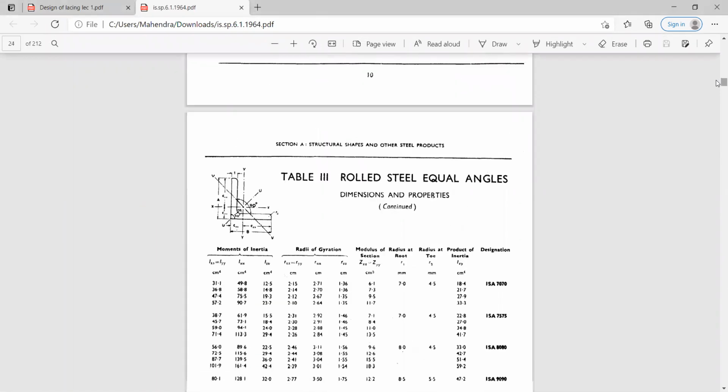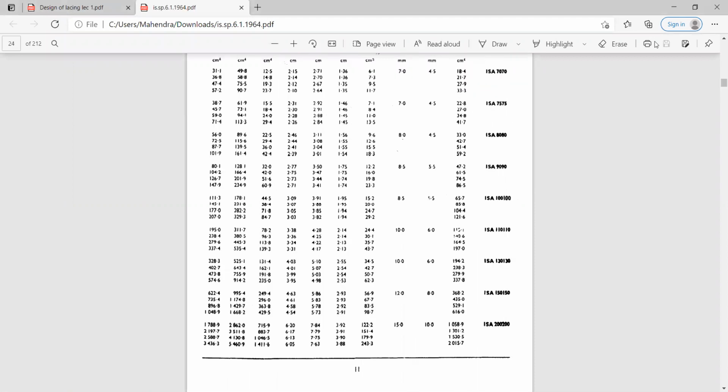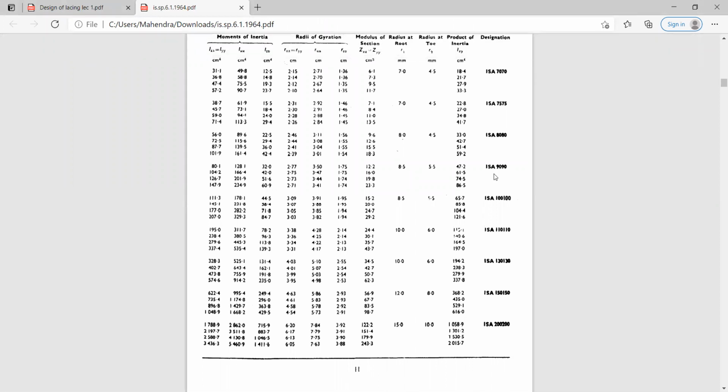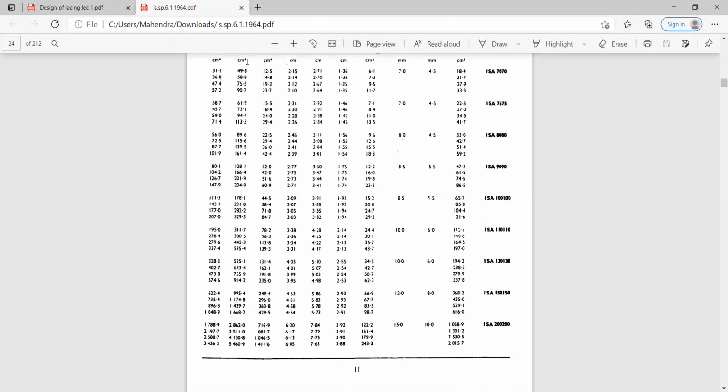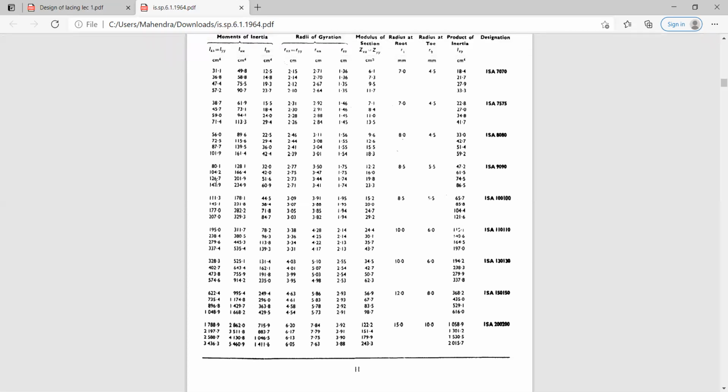So it is on the next page number, that is on the page number 11. See here, ISA 90 by 90 by 10. So आपको IXX की वैल्यू चाहिए. अभी IXX कहाँ है, यहाँ पे. This is the values for the IXX. So 90 by 90 by 10 के लिए आपको IXX की वैल्यू है 126.7. So IXX and IYY is over here. That is 126.7 into 10 raised to power 4. Then आपको और क्या चाहिए, CXX and CYY. So CXX and CYY will come up to be 25.9.